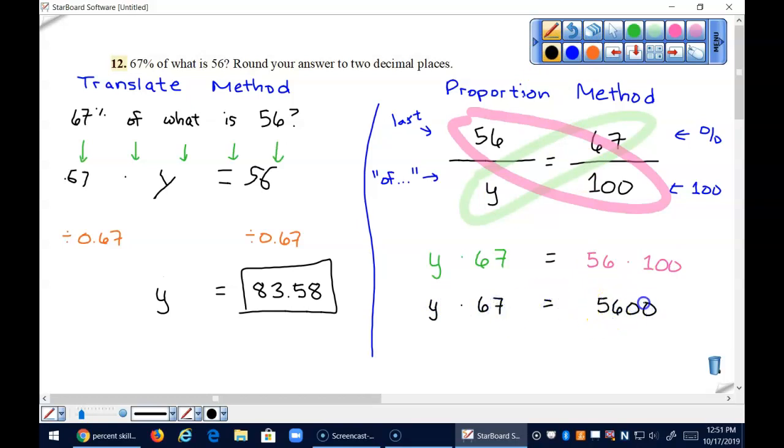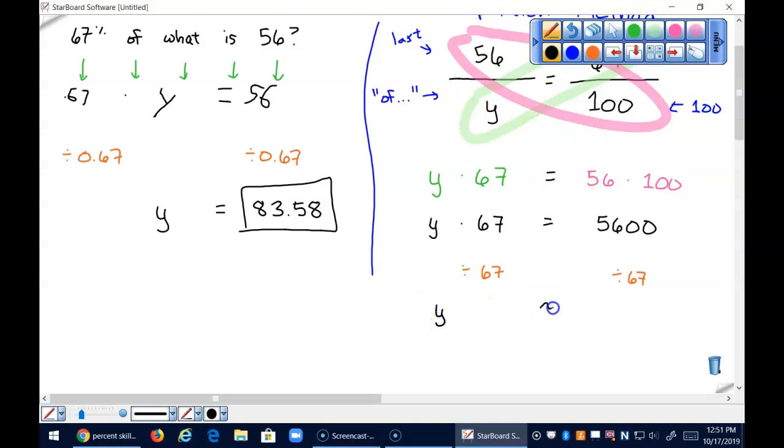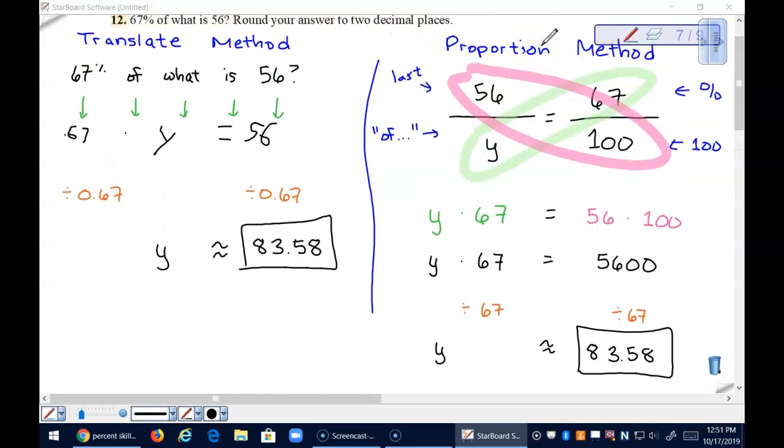Again, I'm writing more steps than you would ever need to. And I'll get the same answer. I guess this should technically be about equal because we did round. So if you like cross-multiplying, you can do the proportion method. There's no need to learn it. If the translate method is what you're used to because you've been translating math word problems all your life, then just keep doing that. But some people are fanatics with cross-multiplying, and there you go.